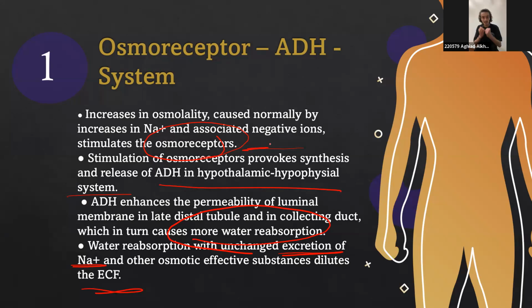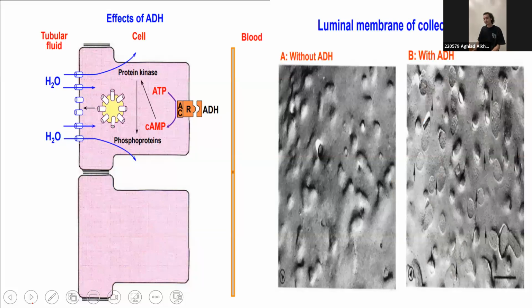Now the osmoreceptors sense that. These receptors receive this information, which tells us that it's becoming hyperosmolar. And in turn, through the hypothalamic hypophyseal system, ADH is secreted and then enhances the permeability of the luminal membrane in the distal tubule and collecting duct, so we can absorb more water. Nothing else but water, right? So ADH, only water. And this just shows you, you can only see H2O here. It increases the water reabsorption.